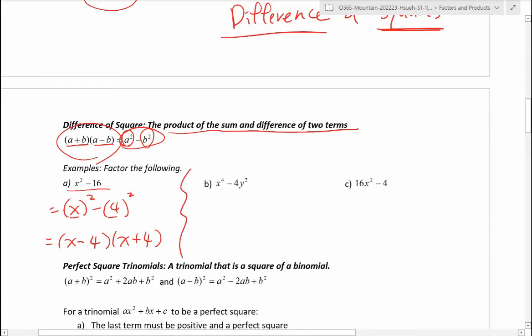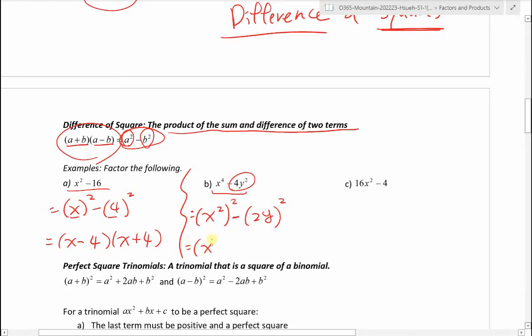Okay? Similarly, again, this is a difference of squares, because we can rewrite this as the square root of x to the 4 is x squared, squared. Right? If you square the x squared, you get x to the power 4. This one is a little tricky because there's a coefficient of 4. So if you square root the 4y squared, you actually get 2y squared. Right? Because 2 squared is 4 and y squared is y squared. So this, again, is a difference of squares.